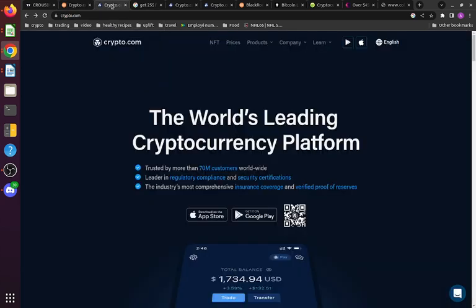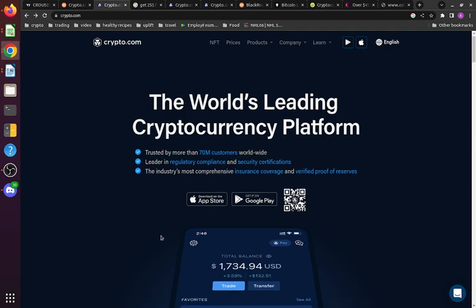Alright, so for full disclosure, I do own some Cronos. I actually have a nice quiet bag, and I do trade with crypto.com. It's very useful. It's very easy to use.